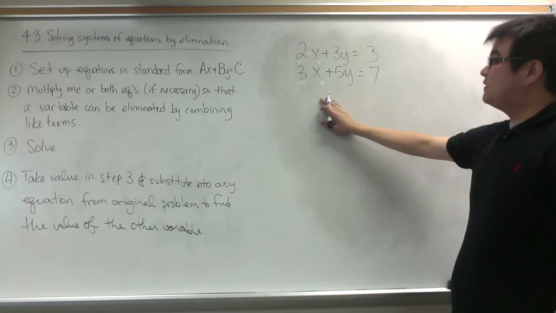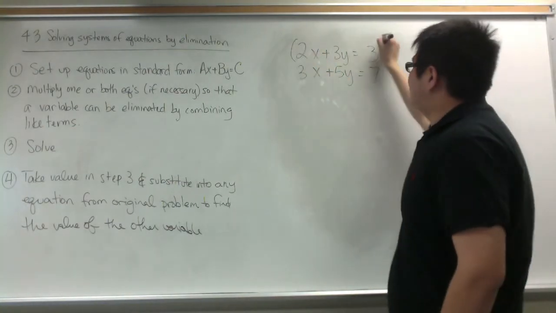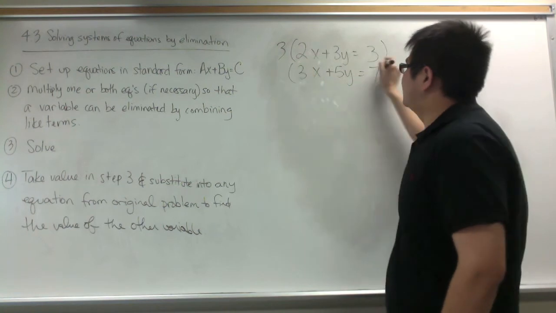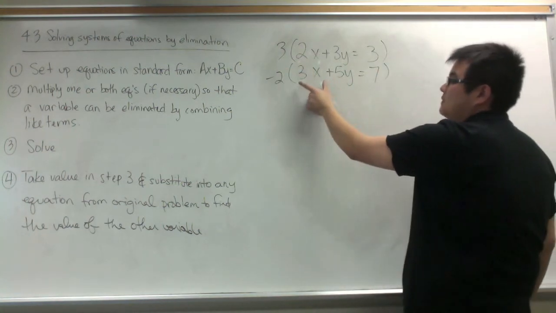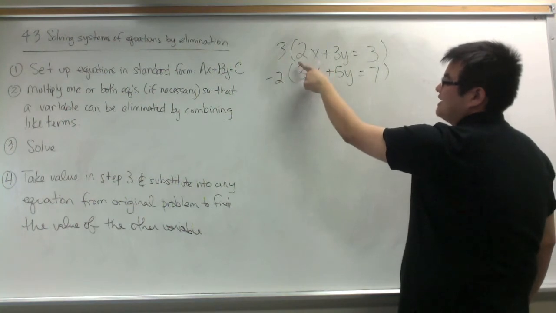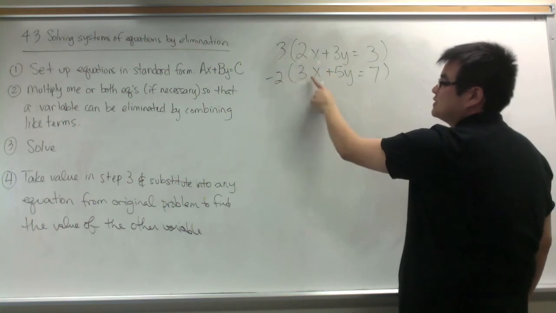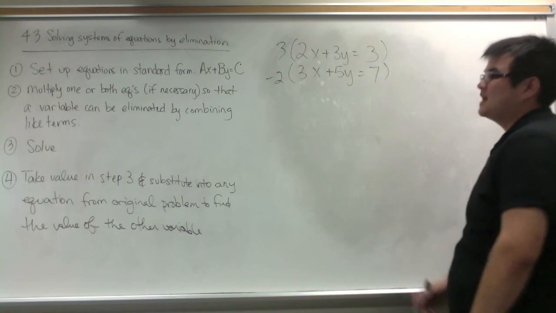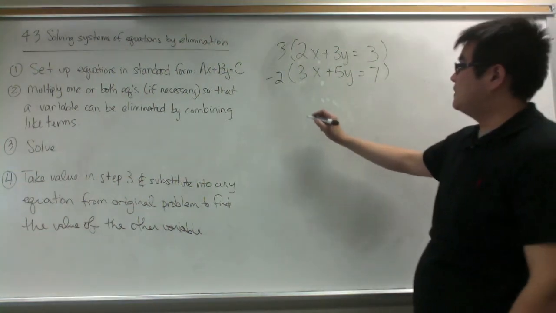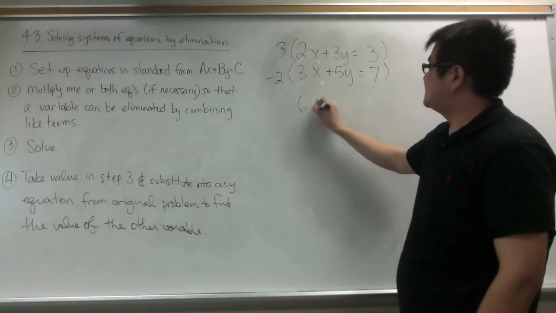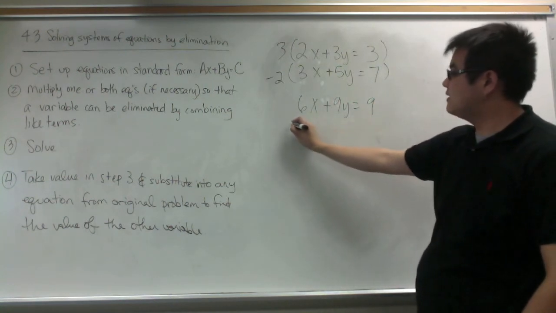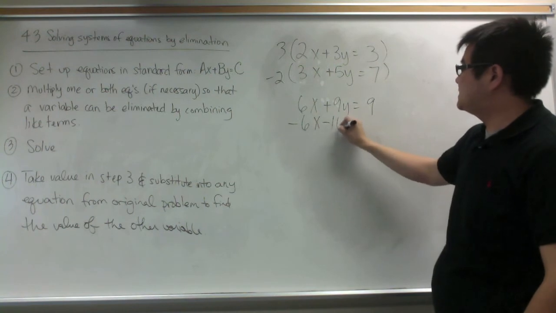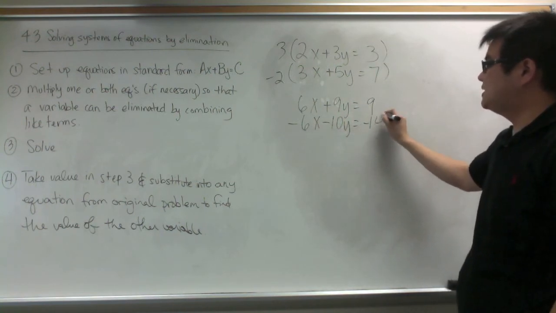For this system of equations, we're going to multiply the top equation by 3 and the bottom equation by negative 2. The reason why we're doing that is so that the x's will eliminate. 3 times 2x will give us a 6x. Negative 2 times 3x will give us a negative 6x, so that the x's will eliminate. So when I distribute, I will get 6x plus 9y is equal to 9. Then negative 6x minus 10y is equal to negative 14.